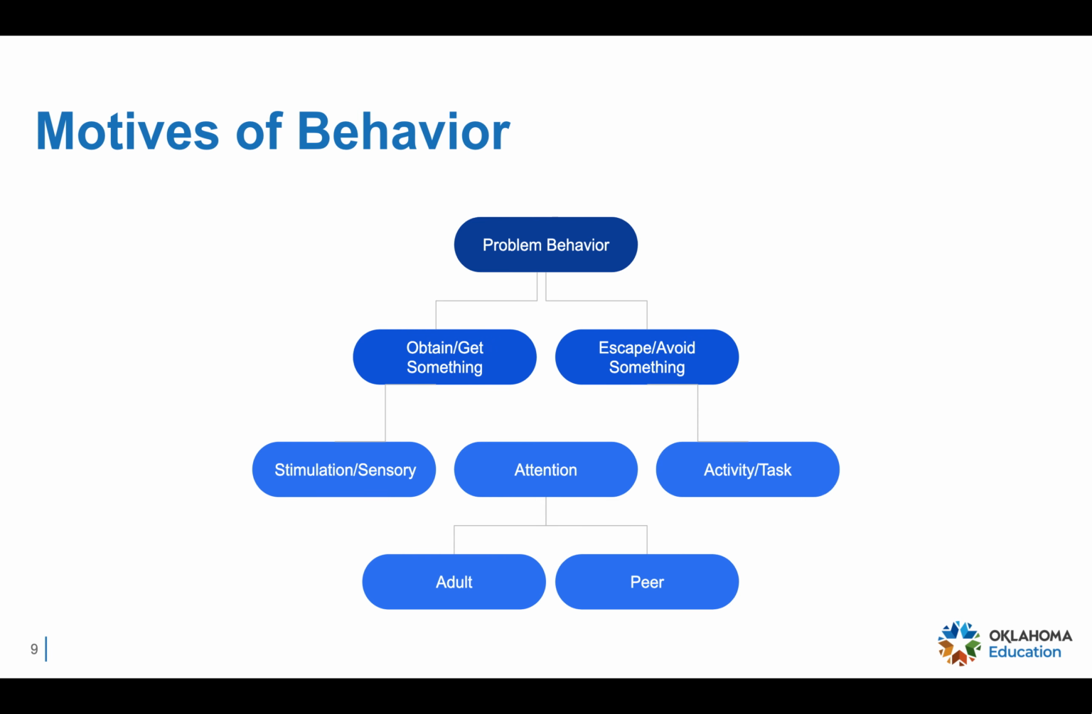So now let's talk about why Charlie might have flipped over that desk, his motive. We know that this behavior never happens in isolation. It's a series of events. The problem behavior was Charlie flipped over the desk. The science of behavior tells us that there are two reasons Charlie might have engaged in that bad behavior. He might have done it to obtain or get something, or to escape and avoid something. That could be avoiding a task, activity, peer attention, or adult attention.